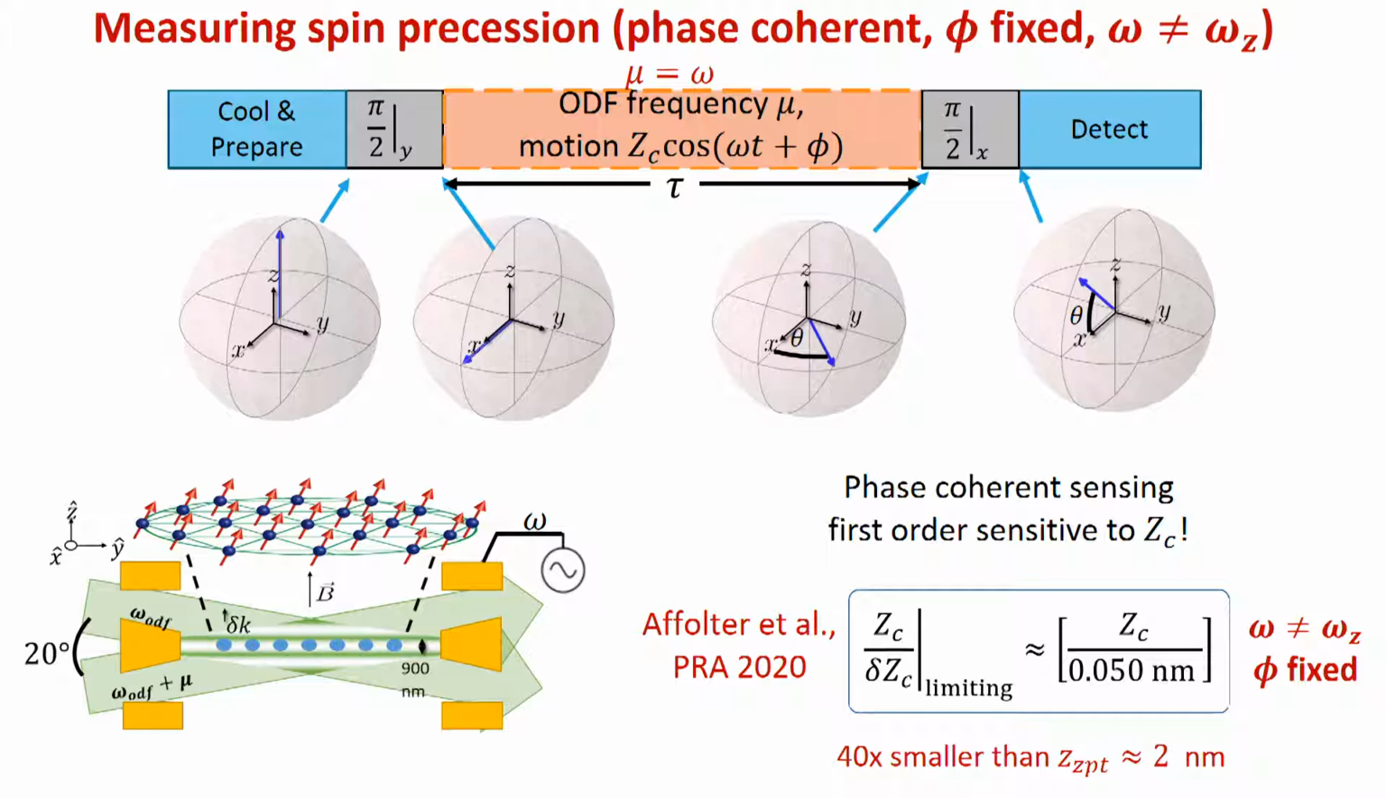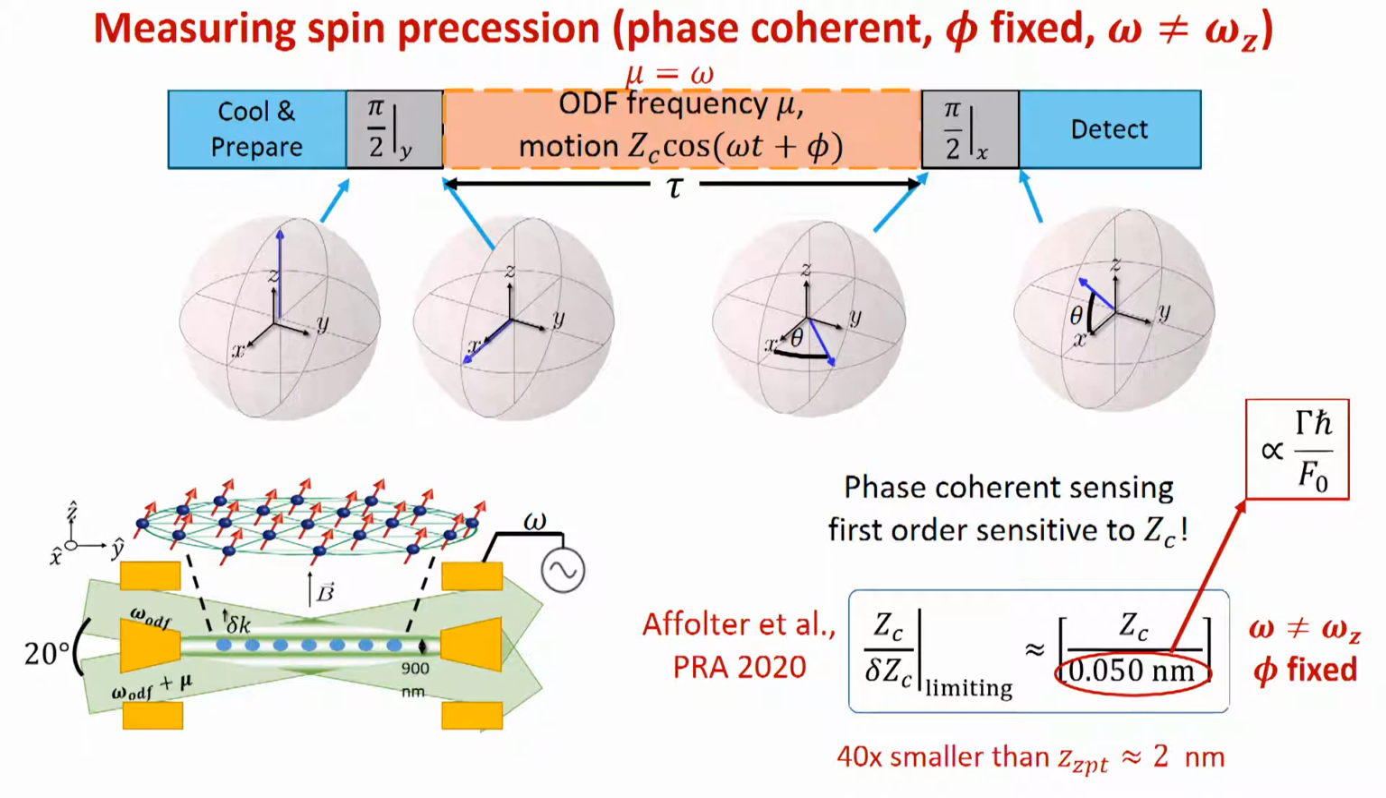So in optomechanics, this type of experiment, which is done far off resonance, is usually described as determining the measurement imprecision of this protocol. And so our measurement imprecision is 50 picometers. And to put that in perspective, that's about 40 times smaller than the ground state wave function of the center of mass mode.